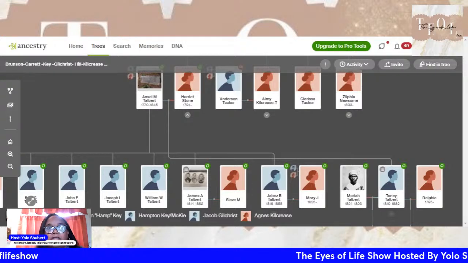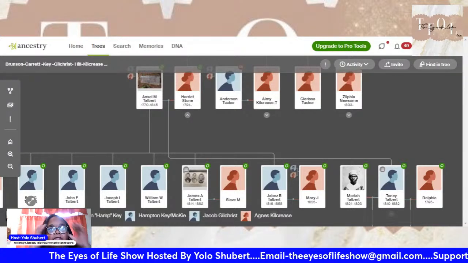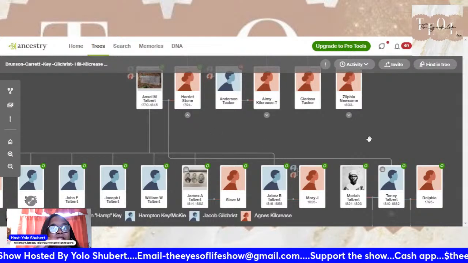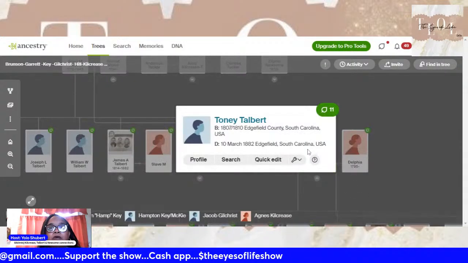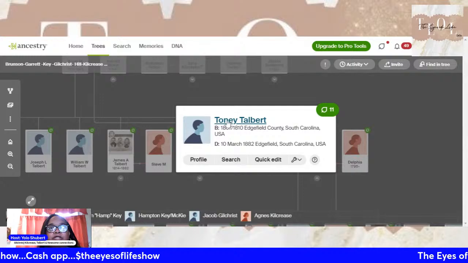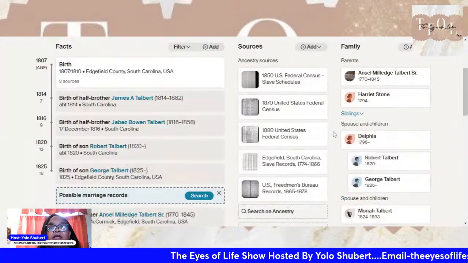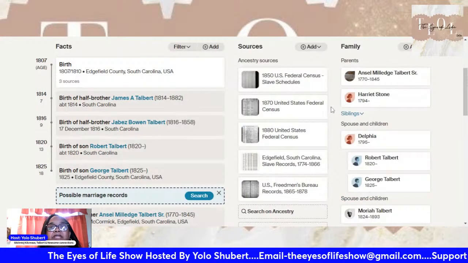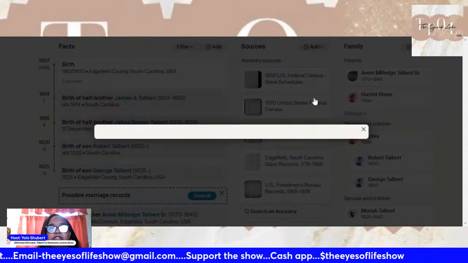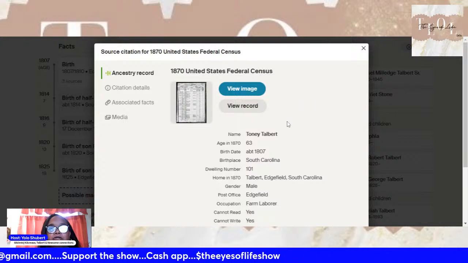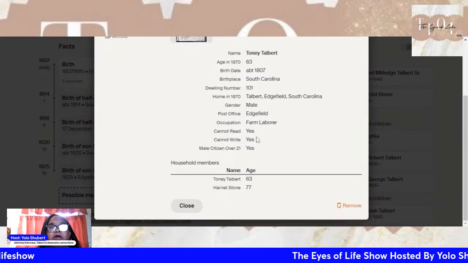So when you look at them in the 1870 census, why would a white woman be living in a household where there's a black man that's the head of the household? So I'm going to just show you how and why, and I'm going to still do some work on Mr. Tony Talbert, because of me having so much to do with our family. And because Edgefield is such a large family, and by the way, everybody that's in Edgefield is definitely going to be related, because of so many of the family connections.